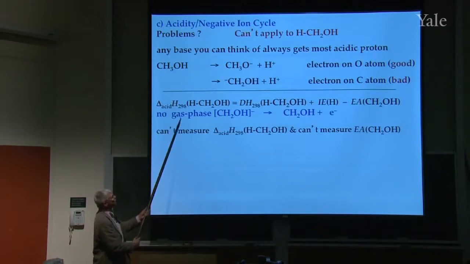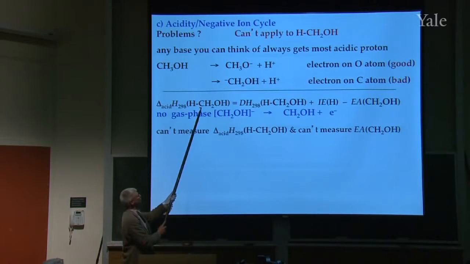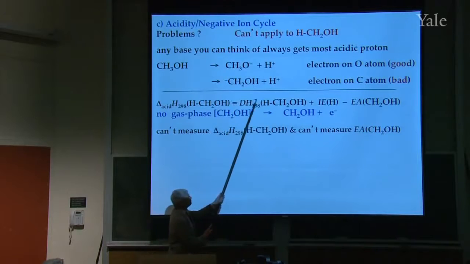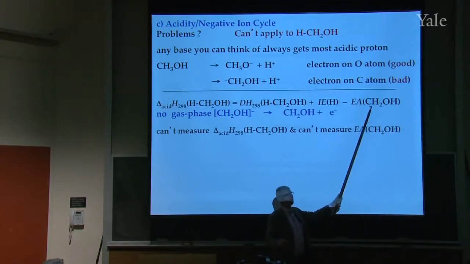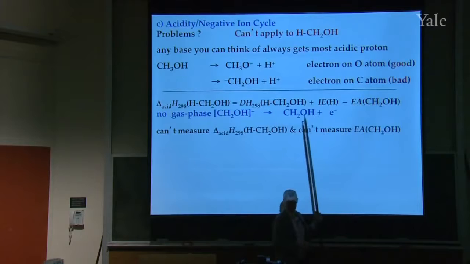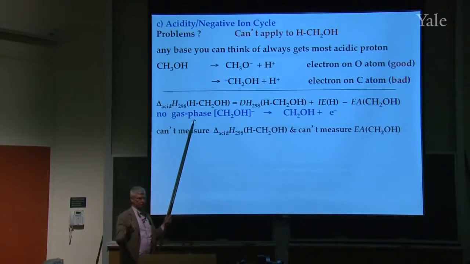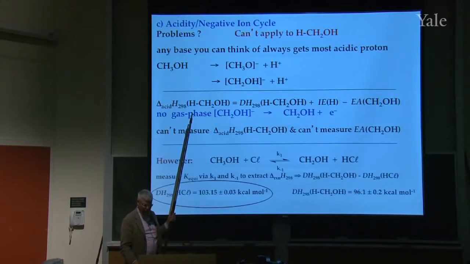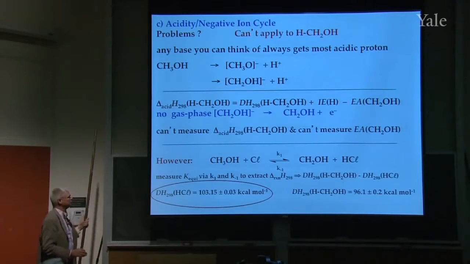And of course, if you were going to apply the negative ion cycle, then you'd have to measure the acidity of this proton. Then we'd have to measure the electron affinity of this radical. Does everybody see that this radical, the hydroxymethyl radical, is different than methoxy? Because the dot sits on the carbon, not on the oxygen, so it's a different radical. So if you can't make the ion, then we can't do our measurements and we're dead. Not to worry. There are other techniques you can use.